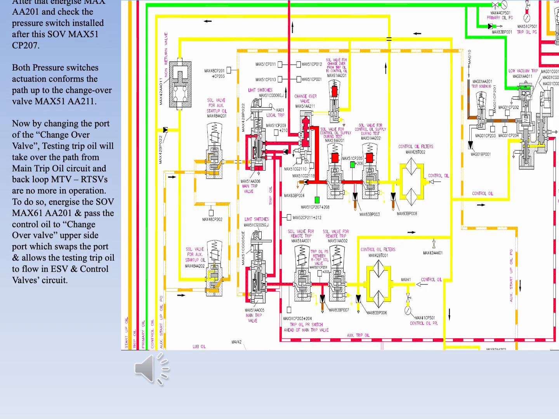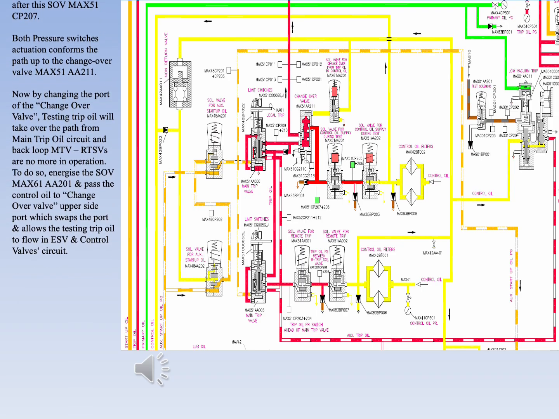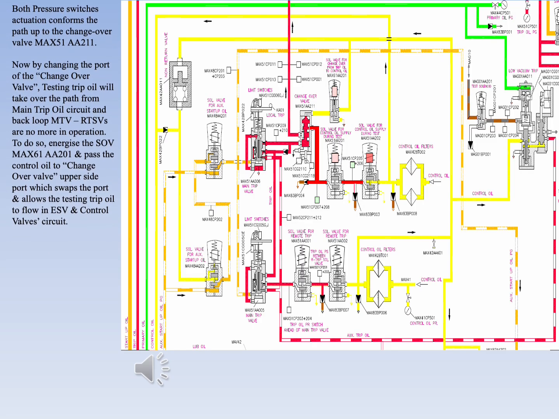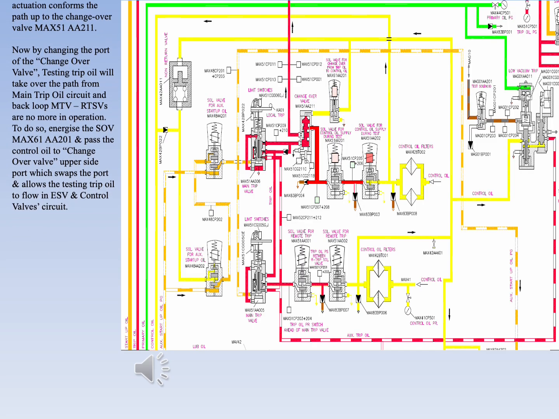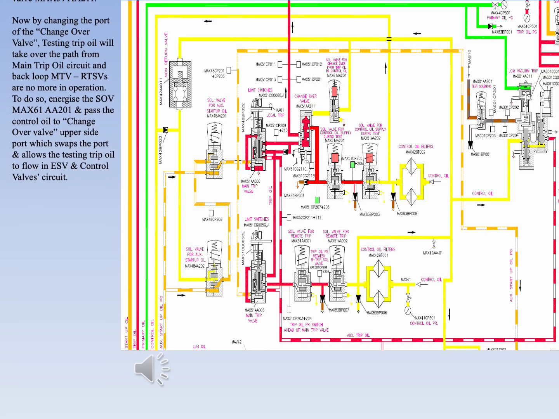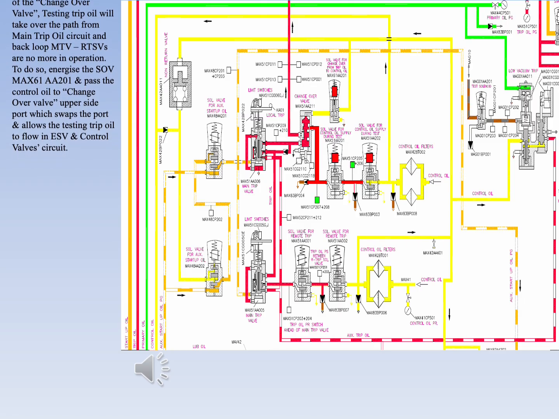To do so, energize the SOV MAX61 AA201, and pass the control oil to the changeover valve upper side port, which swaps the port and allows the testing trip oil to flow in the ESV and control valve circuit.